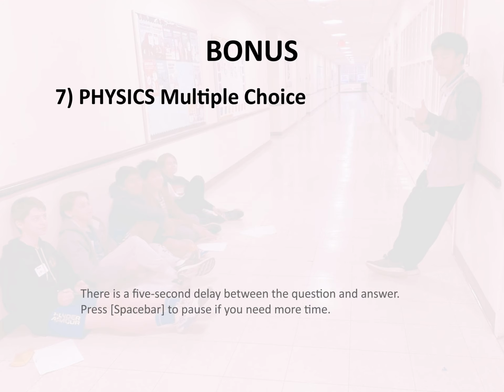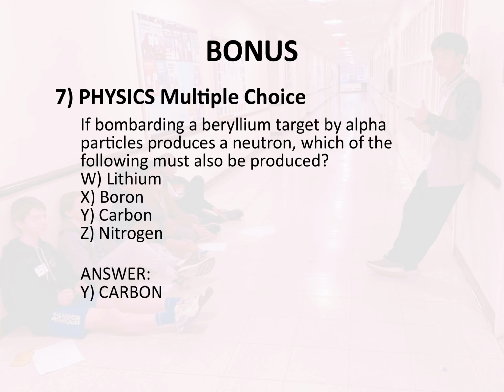Bonus 7. Physics. Multiple choice. If bombarding a beryllium target by alpha particles produces a neutron, which of the following must also be produced? W. Lithium. X. Boron. Y. Carbon. Z. Nitrogen. Answer. Y. Carbon.